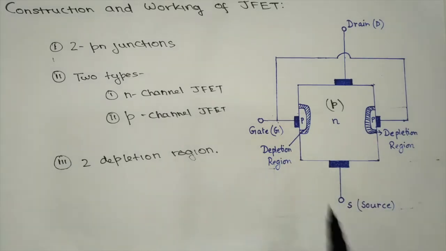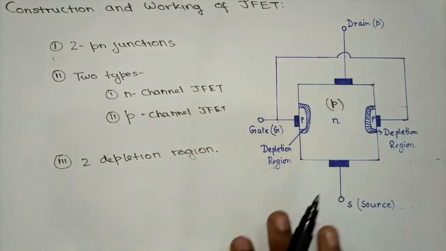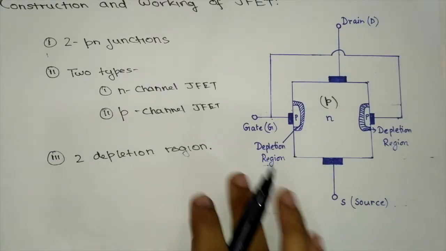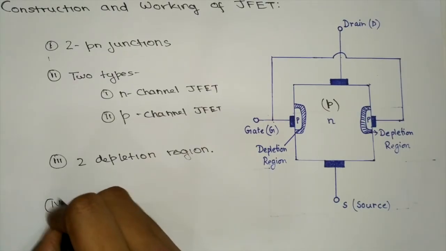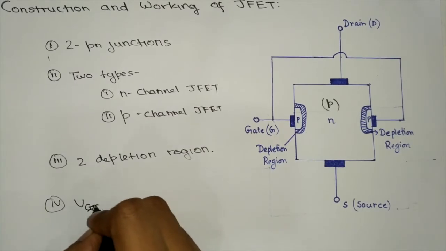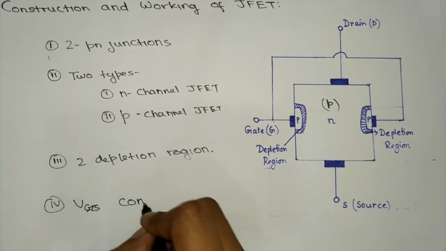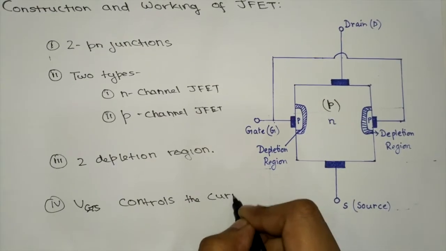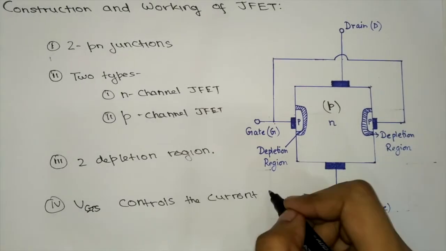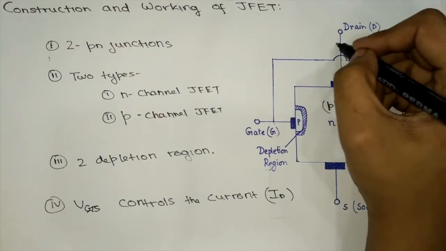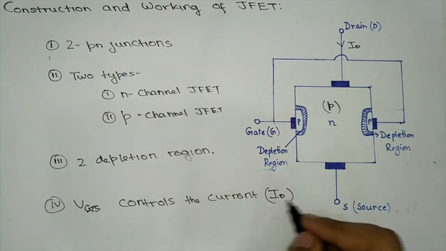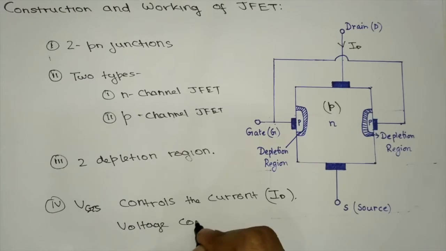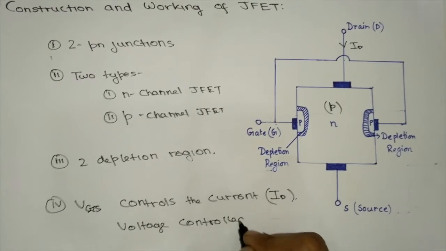In this JFET, the output current depends upon the voltage between the gate and the source. Therefore, VGS controls the current ID or the drain current. Therefore, it is known as a voltage controlled device.